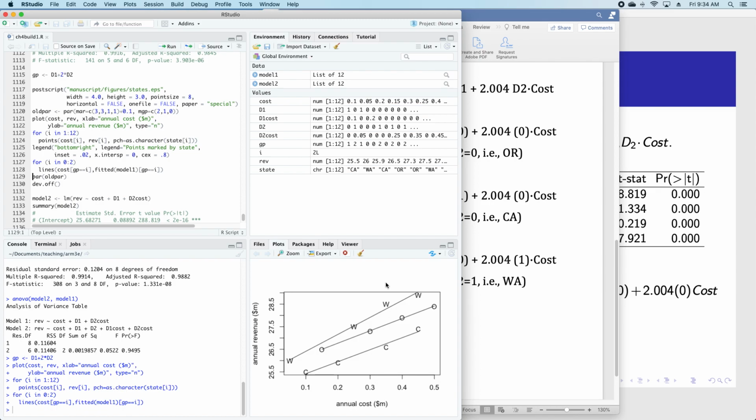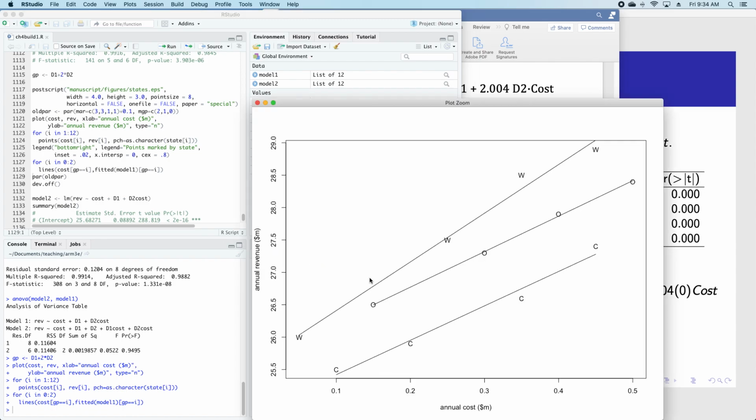Okay, so let's zoom in. So here's a graph of what's going on. I've got revenue on the vertical axis, cost on the horizontal axis. My points are marked according to the state, and then these are the regression lines. And Oregon, this was my reference level, and then California has a line that's got the same slope.